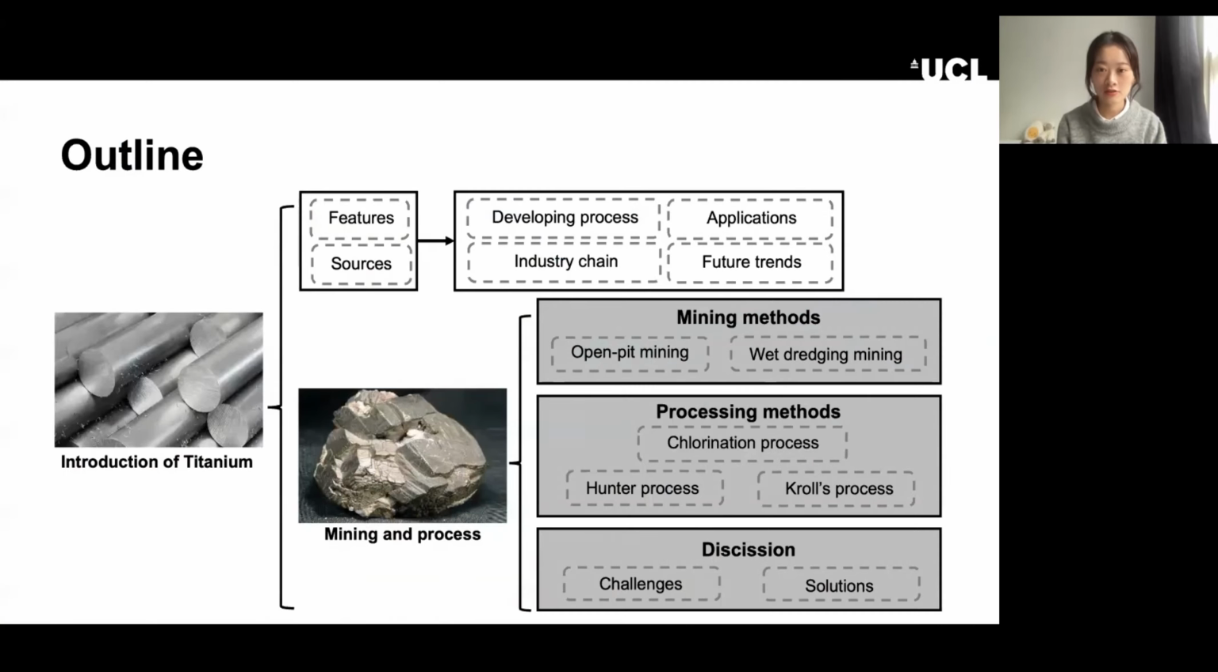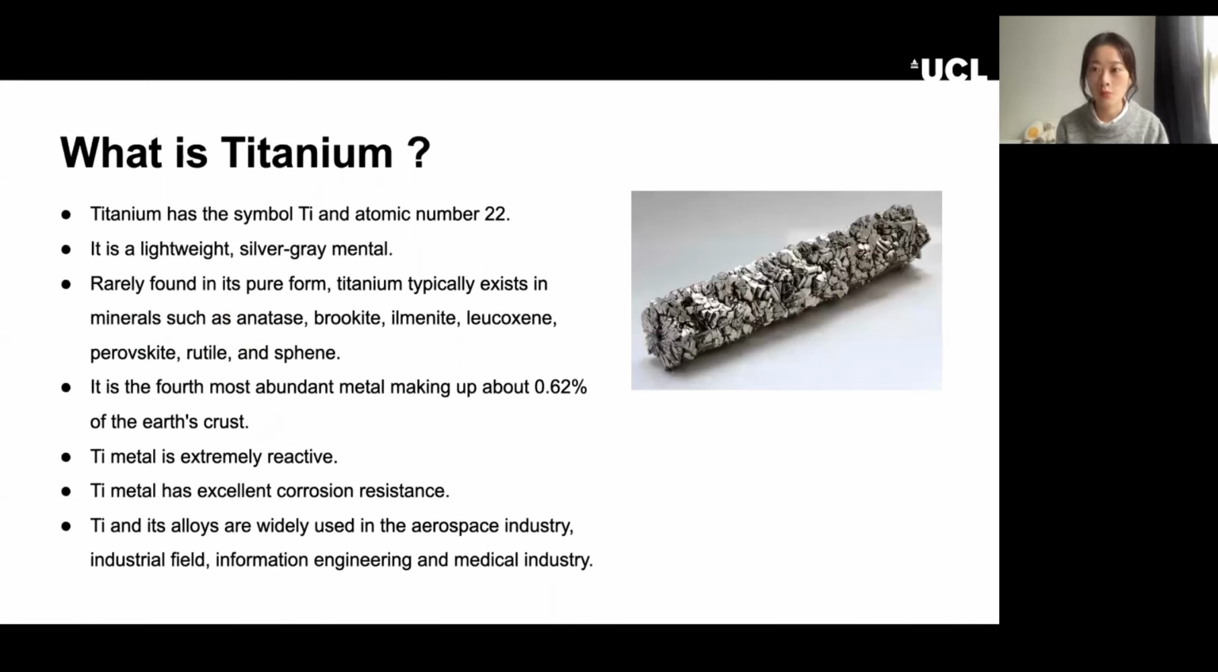Today we are glad to discuss this topic with the following points. We will focus on the mining, processing, and discussion. Firstly, let's think about what titanium is. Titanium has the symbol Ti and the atomic number 22.